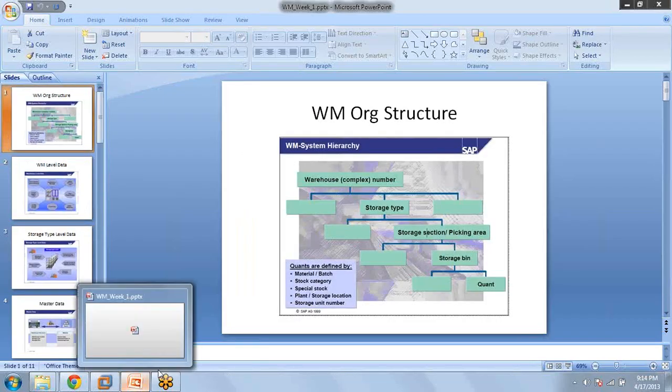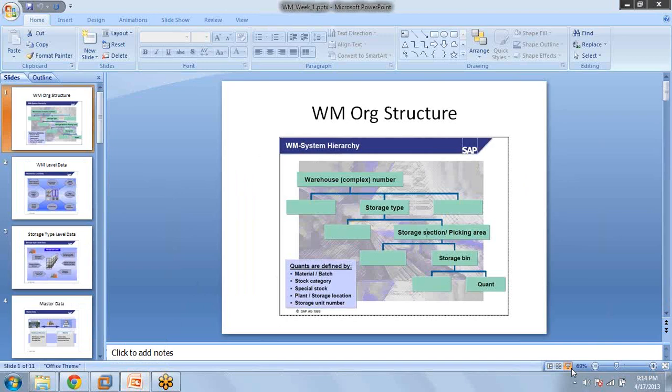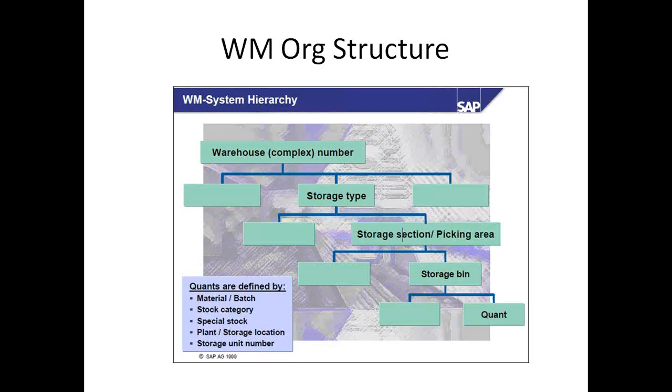Today we'll see how this movement relates to the WM organization structure. As I said, the quant is created based on different criteria such as material or batch numbers, stock categories, special stocks, plant and storage locations, and storage unit number. Storage unit number is one of the entities when we activate storage unit management. When we activate storage unit management in a warehouse number, then it is considered at that time.